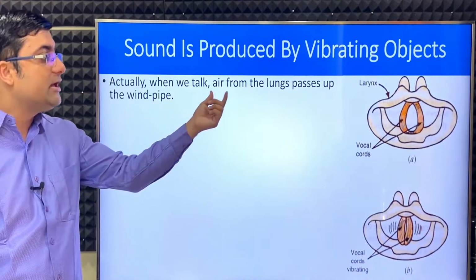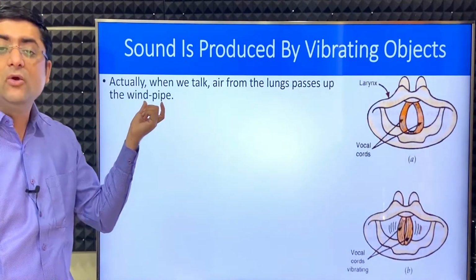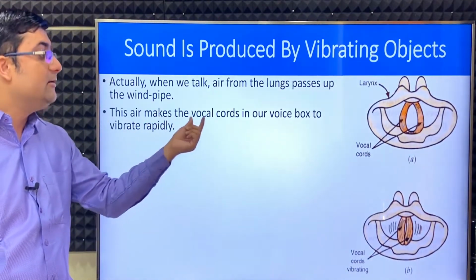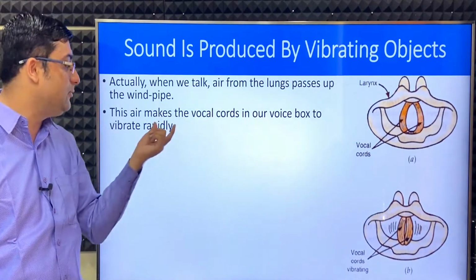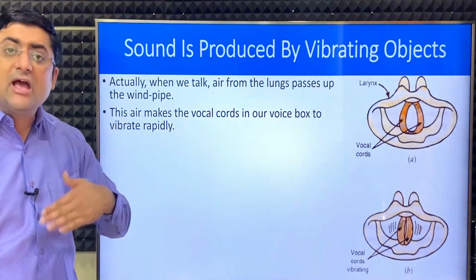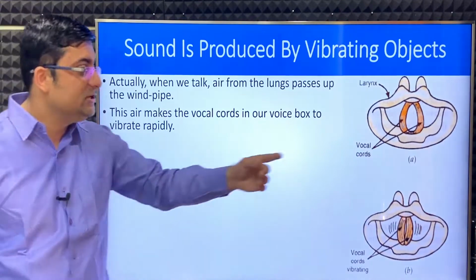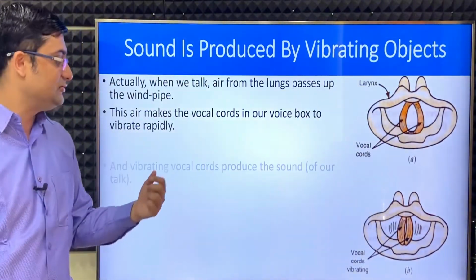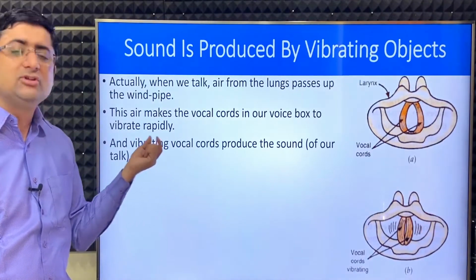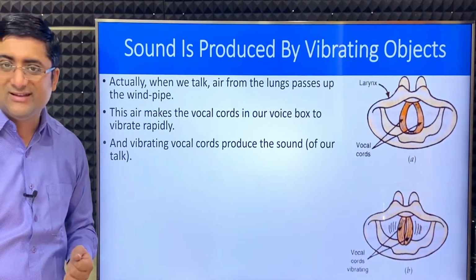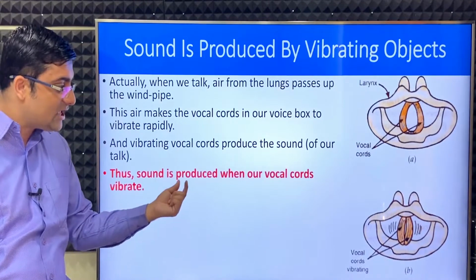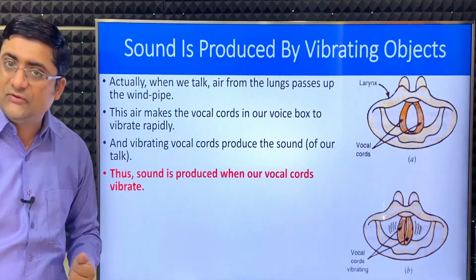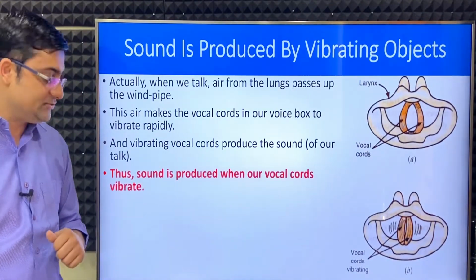Actually, when we talk, air from the lung passes up the windpipe. This air makes the vocal cords in our voice box vibrate rapidly. So as you speak, air is coming out. The air is making these vocal cords vibrate, because of which you're producing sound. And vibrating vocal cords produce the sound of our talk. Is it clear? Thus, sound is produced when our vocal cords vibrate. So this is how we produce sound.